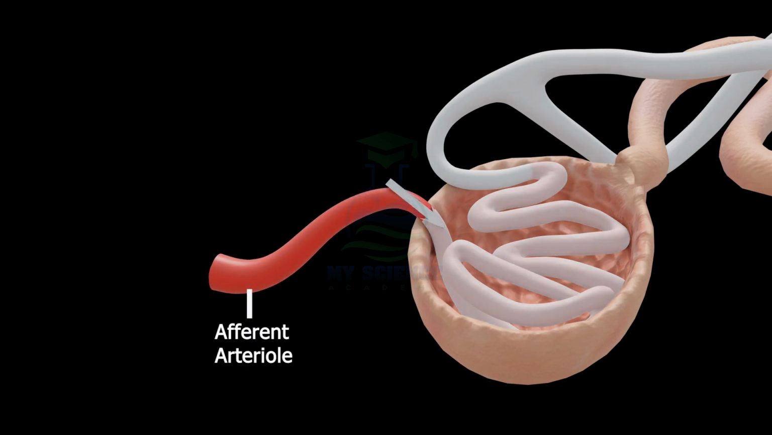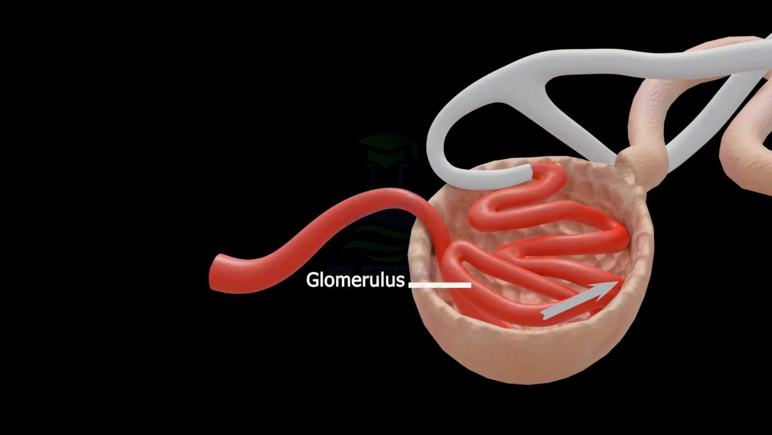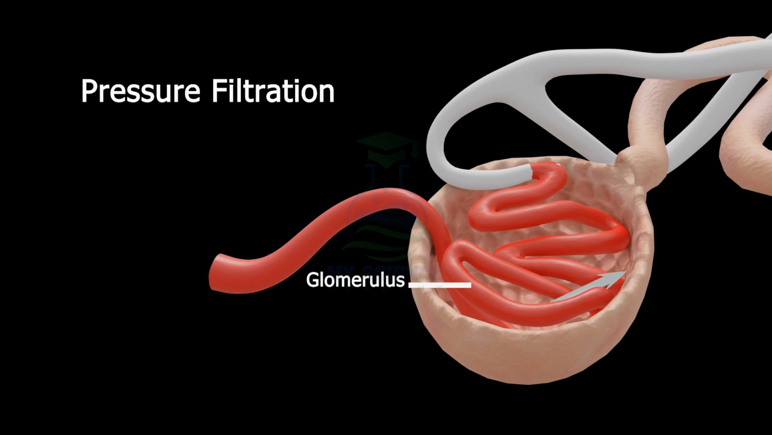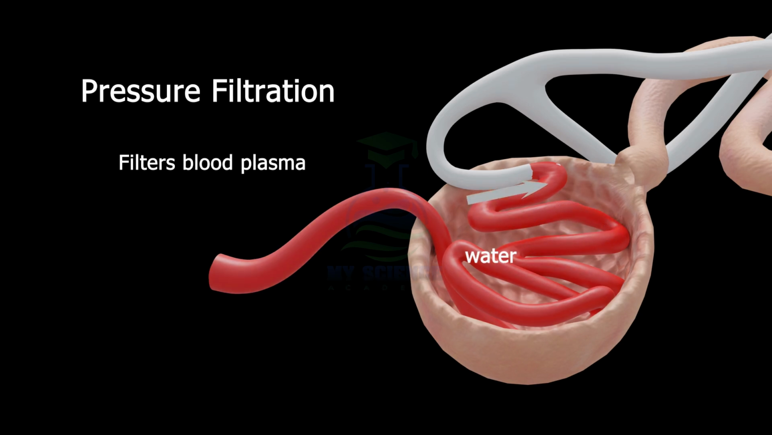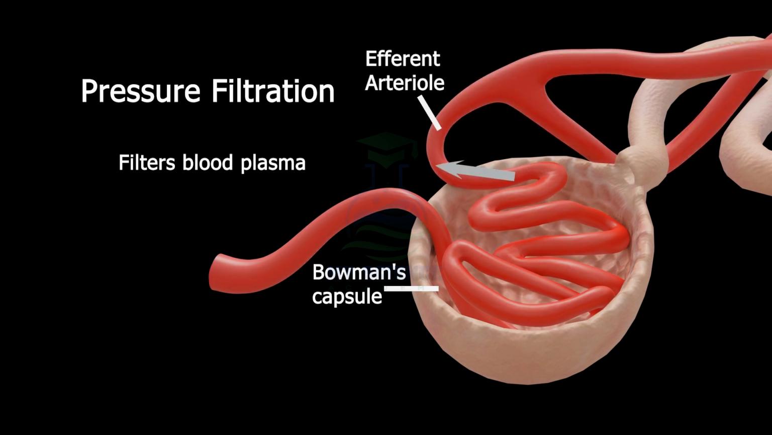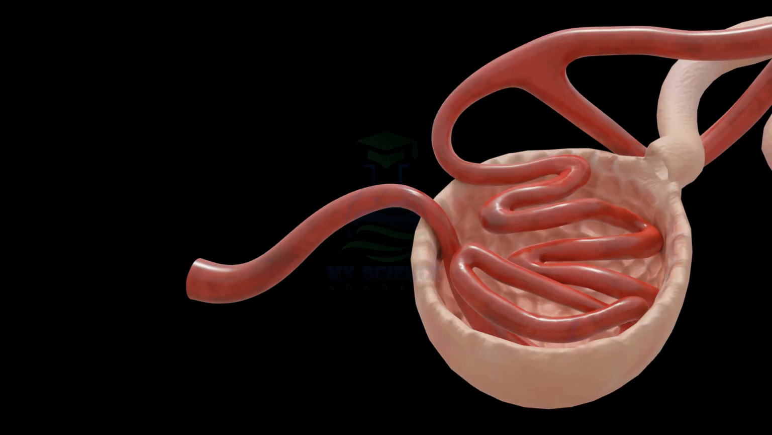Blood enters the glomerulus through afferent arterioles. Here, the filtration of blood plasma occurs. The walls of glomerular capillaries do not allow large molecules like blood cells or proteins to pass through, but they allow small molecules like water, glucose, or ions to pass through. So they can enter into the Bowman's capsule of the nephron. After the filtration of blood plasma occurs, the blood exits the glomerulus through efferent arterioles, which have a smaller diameter as compared to afferent arterioles, which have a larger diameter.